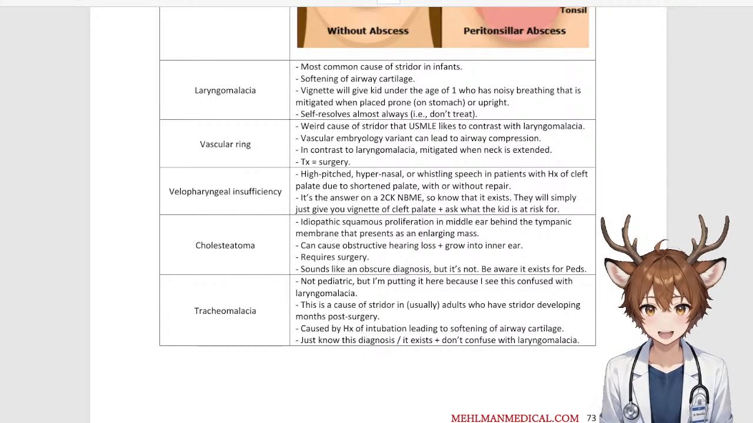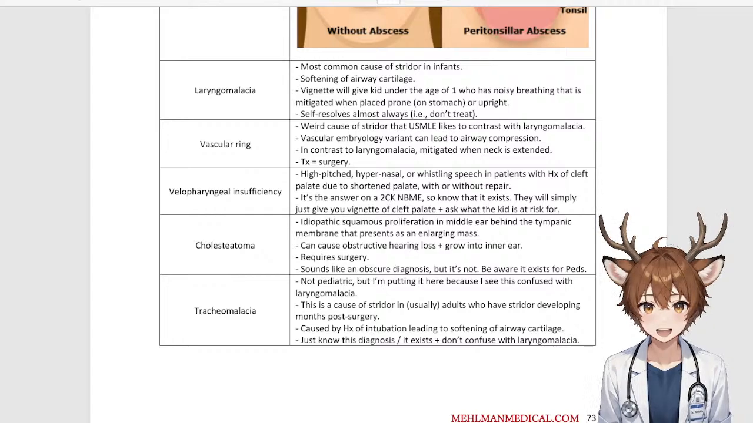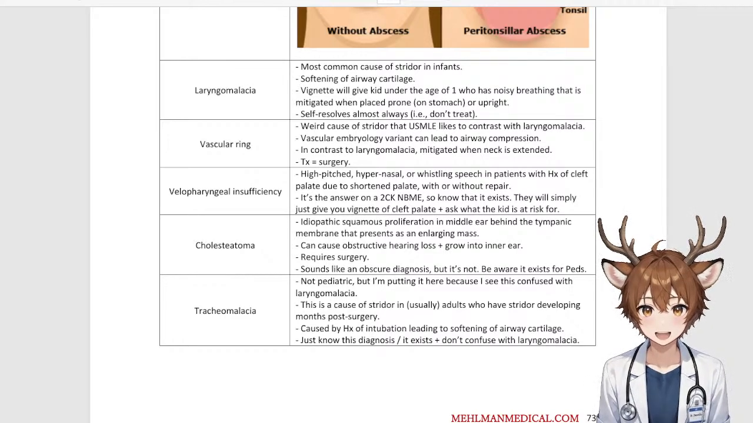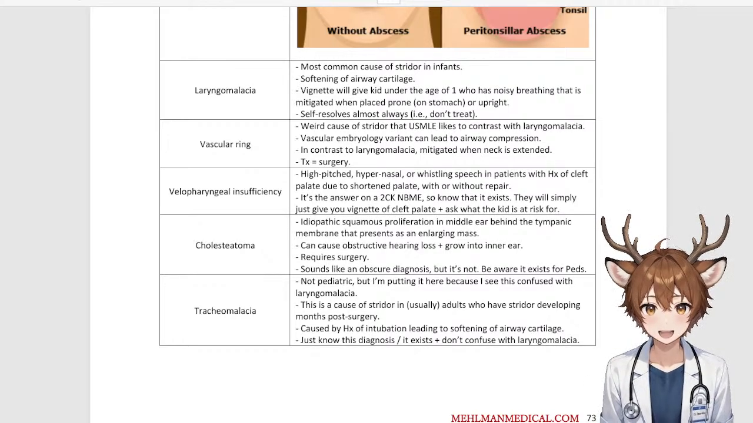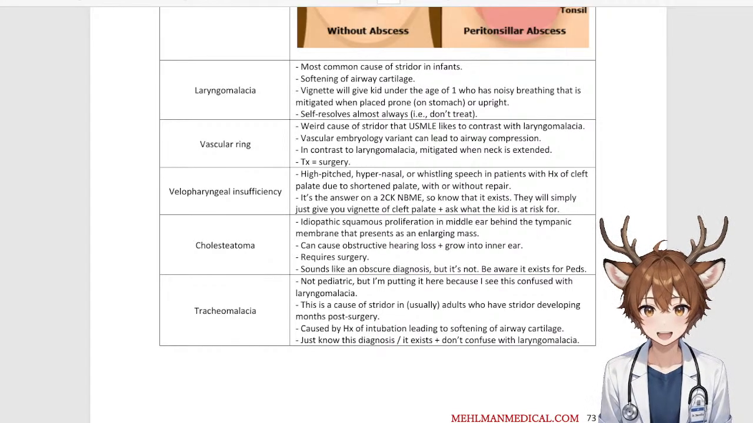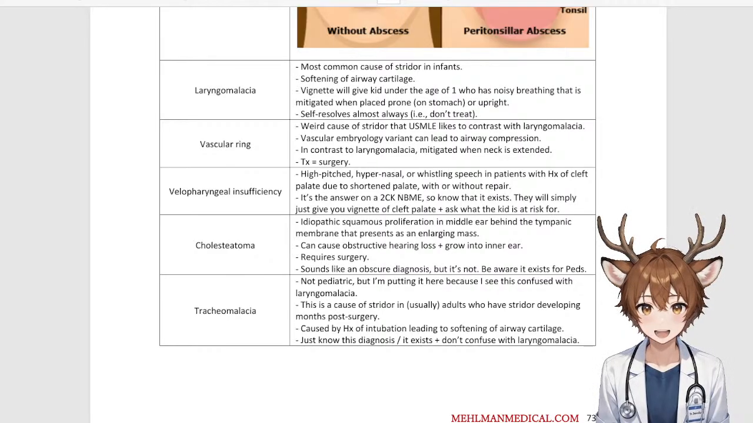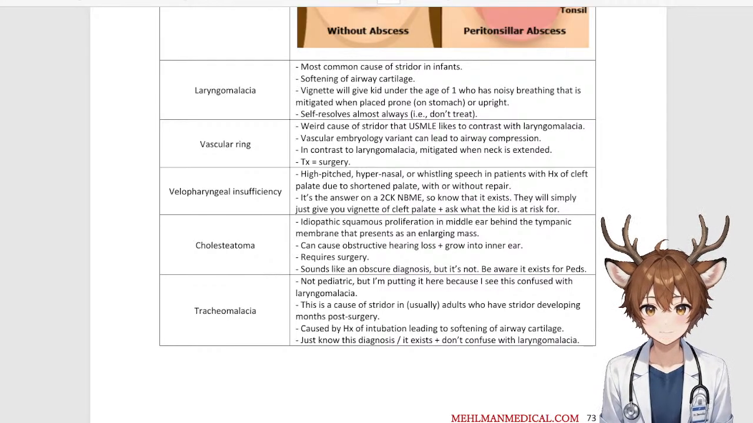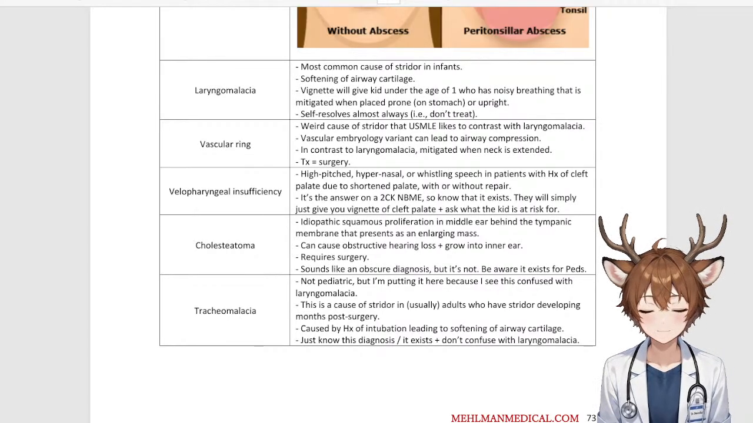Cholesteatoma. Idiopathic squamous proliferation in the middle ear behind the tympanic membrane that presents as an enlarging mass. Can cause obstructive hearing loss plus grow into the inner ear. Requires surgery. It sounds like an obscure diagnosis, but it's not. Be aware that it exists for peds.